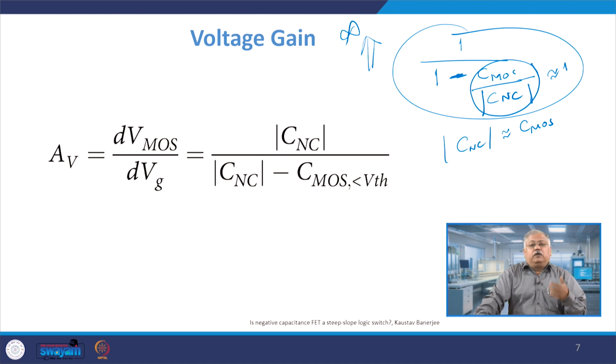This is one of the design criteria which people follow for achieving a larger voltage gain: if you are able to maintain CNC very close to CMOS, both almost equal to each other, your voltage gain increases. Easier said than done, because designing it is a very difficult task in actual fabrication.